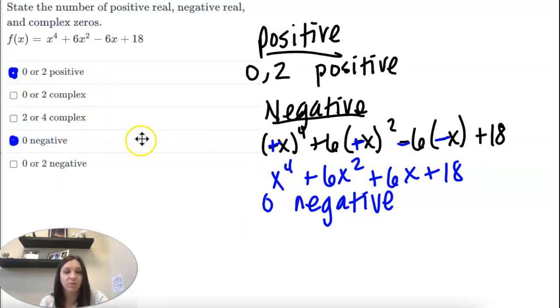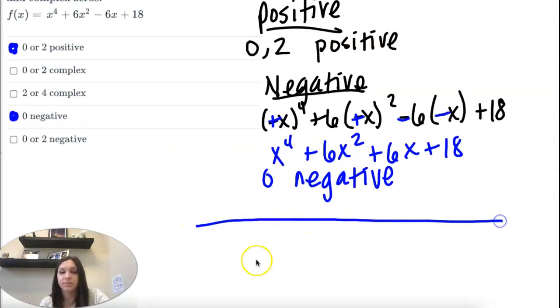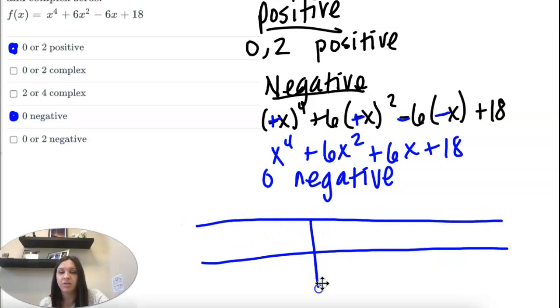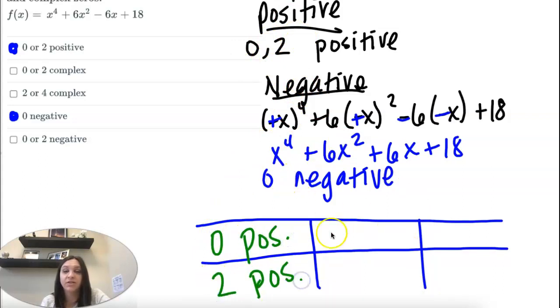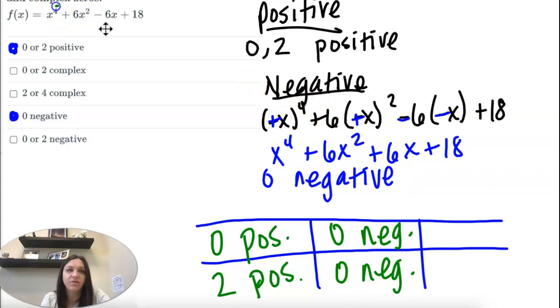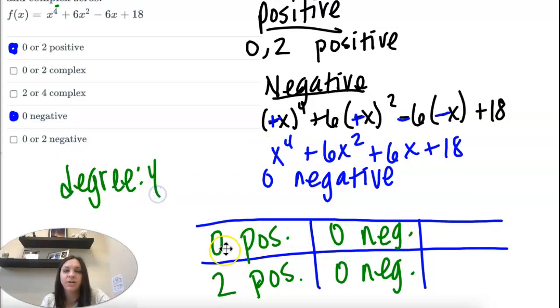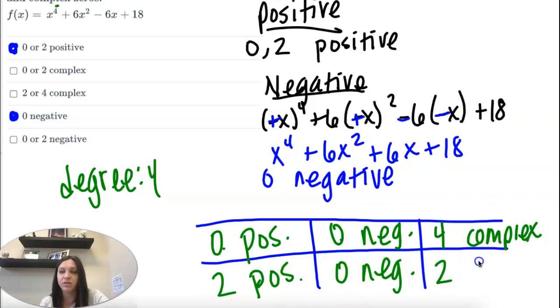Now we need to find our complex. So here's my makeshift table here. And we list our possibilities. So I have two positive, zero positive, and two positive, and then there's always zero negative. And our degree is 4, so our column has to add to 4. If I have 0, 0 all here, this means I have to have 4 complex. If I have 2 and 0, that means there would be 2 complex, because each row has to add to 4. So 2 or 4 complex.